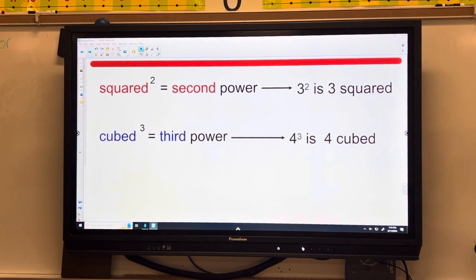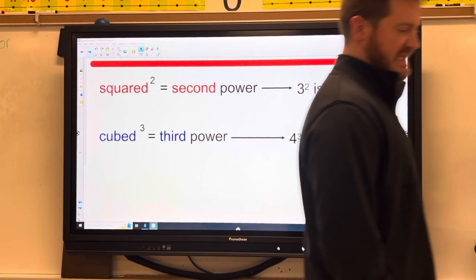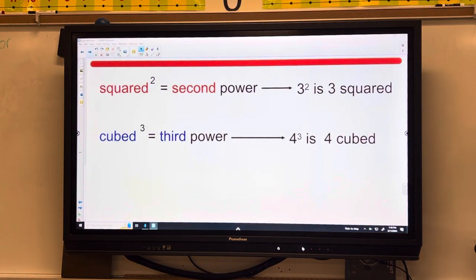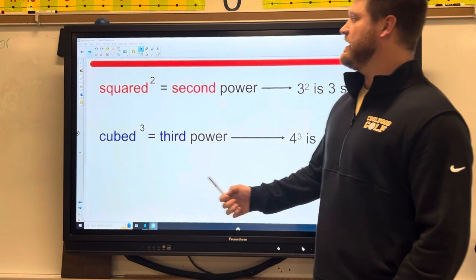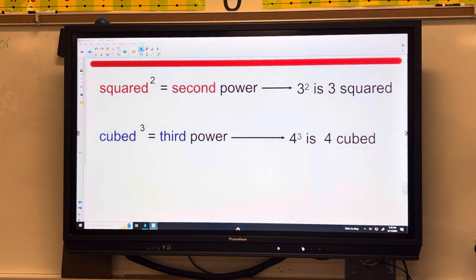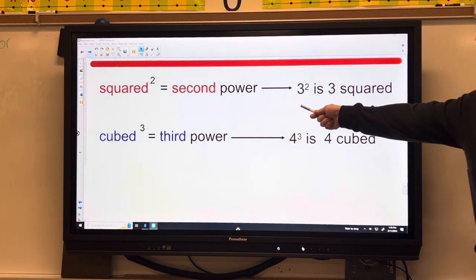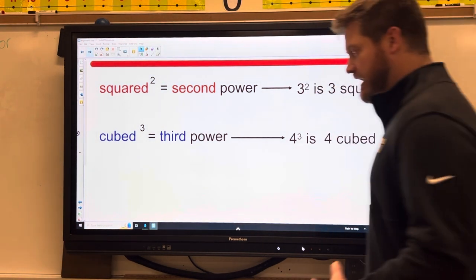All right, next part of notes. We've seen this before. Pause the video. Squared has an exponent of 2. If something is squared, it is to the 2nd power. So 3 to the 2nd power, we read it as 3 squared.